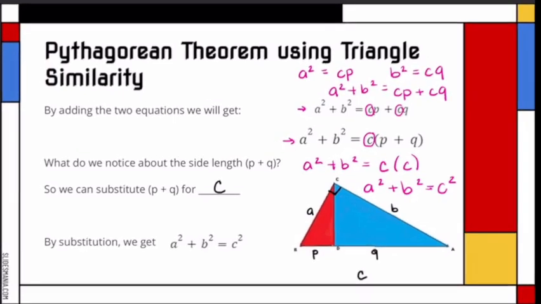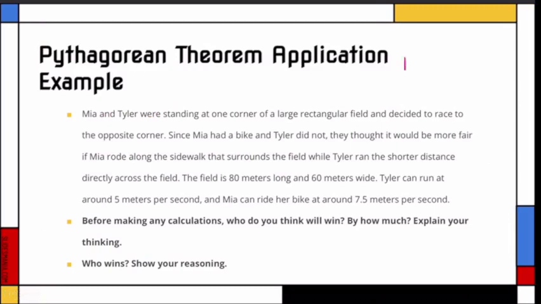So we have an example here of a Pythagorean theorem application question. So let's go ahead and read this. Mia and Tyler were standing at one corner of a large rectangular field. So I'm going to draw a large rectangular field. I always forget that I have to draw the whole field together. There we go. Okay, so let's put Mia in one corner, and Tyler is in the same corner with her. So they want to race across the field to the opposite corner.